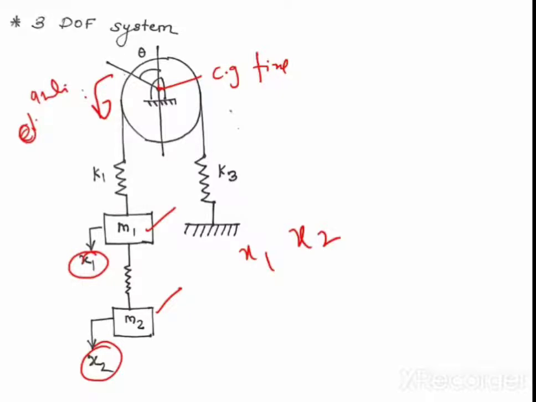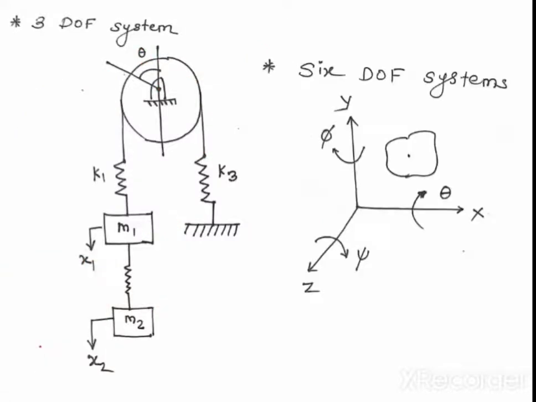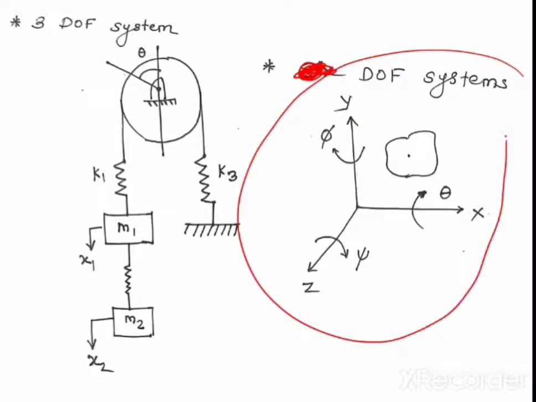This pulley will rotate in an anti-clockwise direction. So there will be the angular displacement of the pulley, and that will be theta. So this is also called a 3 degrees of freedom system. So this becomes a complex system. Now, in this example, how many degrees of freedom are there?